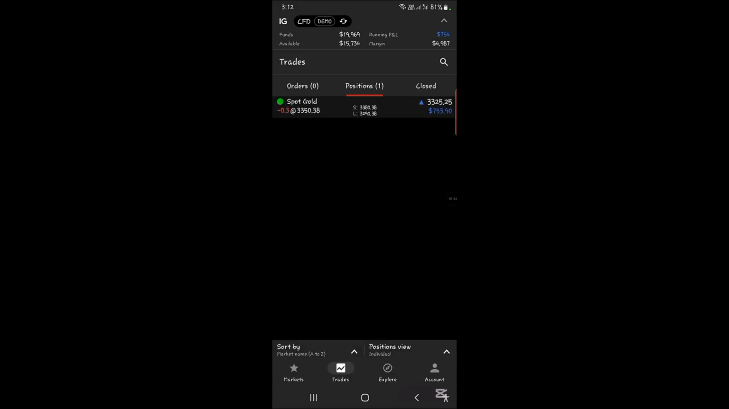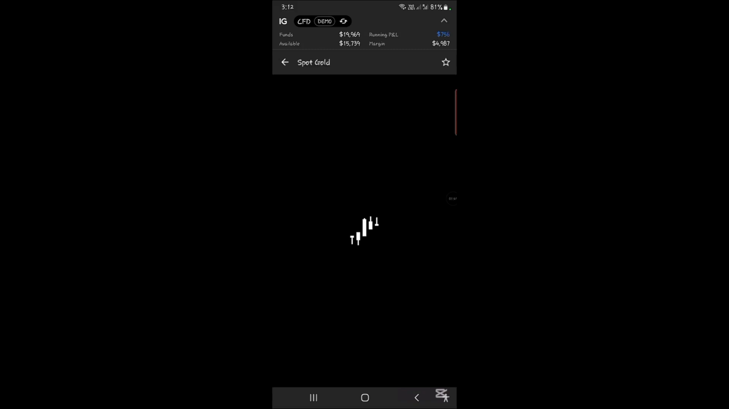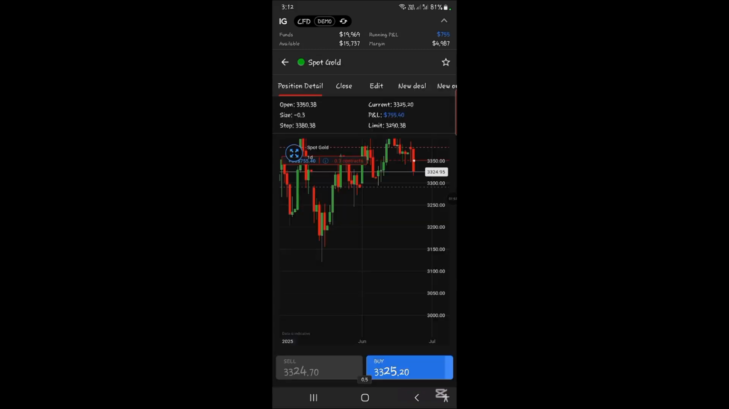Gold. So right now it is 16 hours since I opened this position, and yeah, I'm doing pretty good. The profit and loss is $760.40, the current price is 3324.90, and the stop loss is 338.38. So that is, well, pretty good.